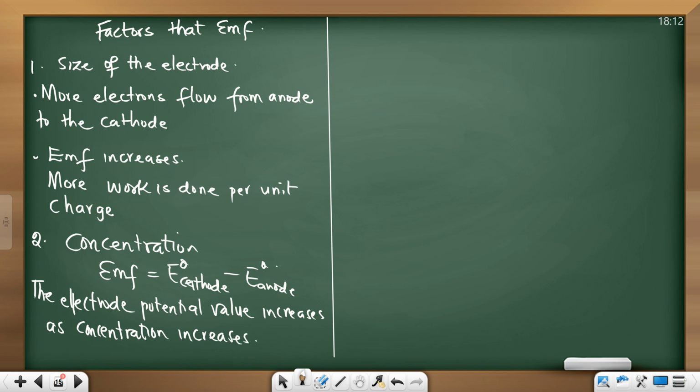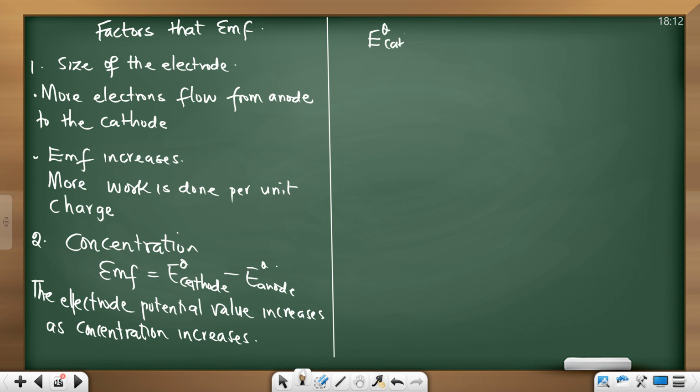So you will get something like: the concentration of the anode was increased. What will happen to the EMF? This is your first approach. The electrode potential value increases as what? Concentration increases. Now check this.